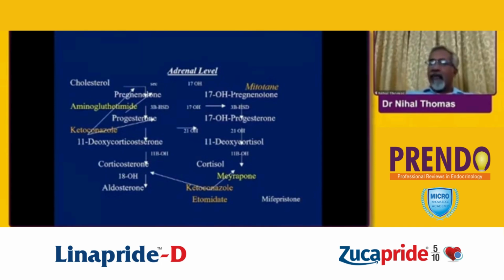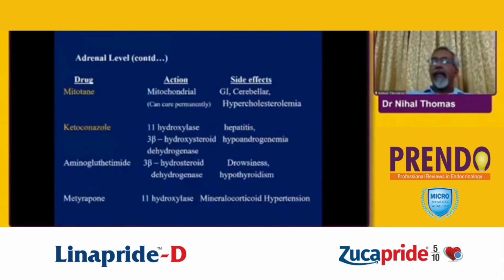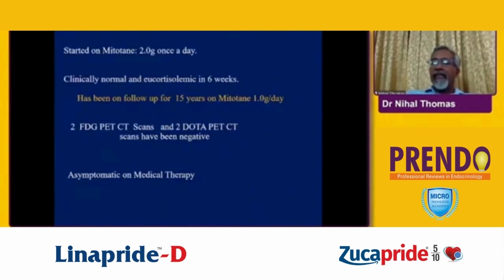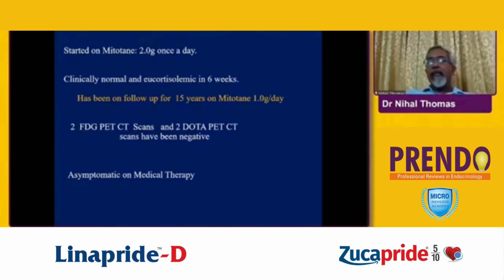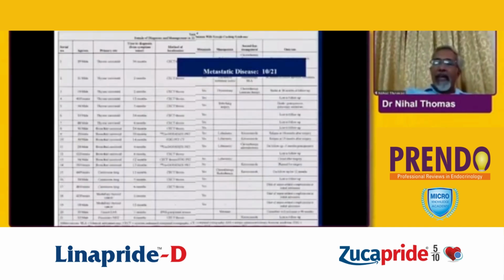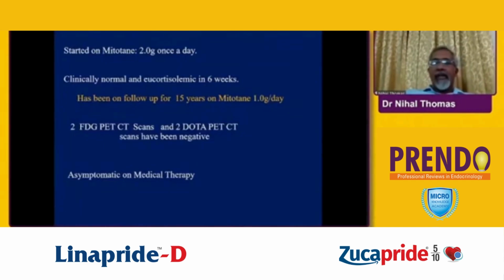So we finally opted for something we had used a lot in the past, and that was mitotane. Mitotane, of course, is feared by a lot of physicians outside, but in our experience, the doses you give for Cushing's are much less than what you give for adrenocortical carcinoma, where you need huge doses of 4 to 8 grams. But in these situations, you can manage with doses of less than 1 to 2 grams per day. So clinically, he was started on mitotane 2 grams per day, and he has been followed up for the last 15 years. He's had 2 FDG PET scans, which are negative, 2 DOTA PET scans, which have been negative, and he's asymptomatic on mitotane therapy.